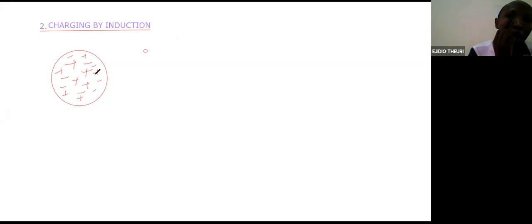Here it is, uncharged body, and it has positives and negatives. Positive, negative, positive, negative, positive, negative, positive, negative, positive. So that is my body that is not charged. I'll use the normal process. I'll bring a positively charged body close to the body without touching the body.